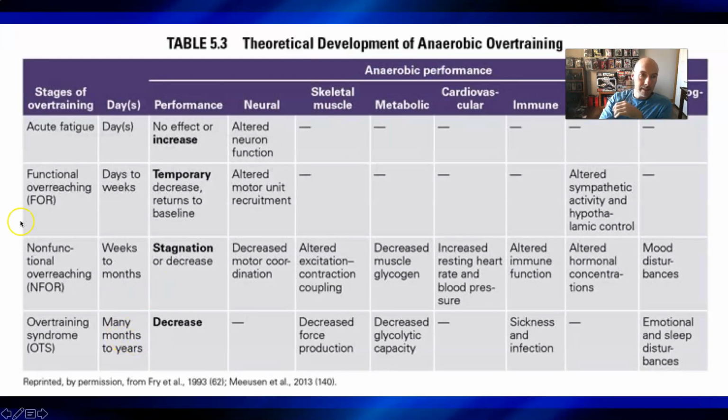So here we see just some sort of symptoms. I'm not going to go through these because I just don't want to spend a lot of time on this now. If you're interested in this topic, I would highly recommend that you read these slides and the section of the book.